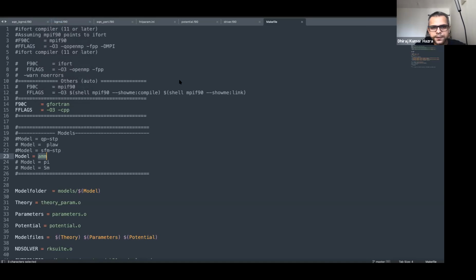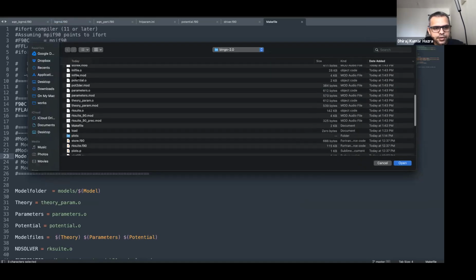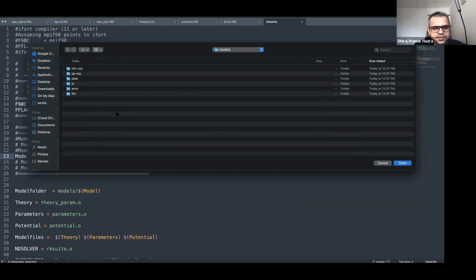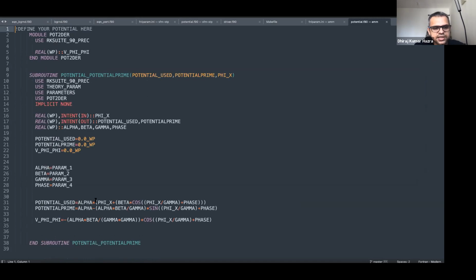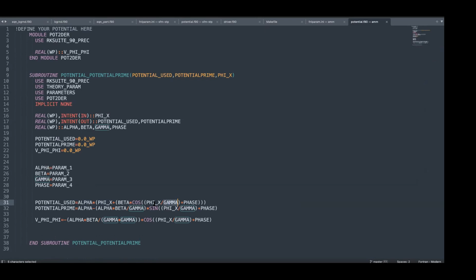File, open, models, AMM. Potential is alpha times phi x. Okay, phi x is just the simple phi. It means alpha phi plus beta cosine. So it has a cosine modulation in the potential. So the potential is oscillatory.